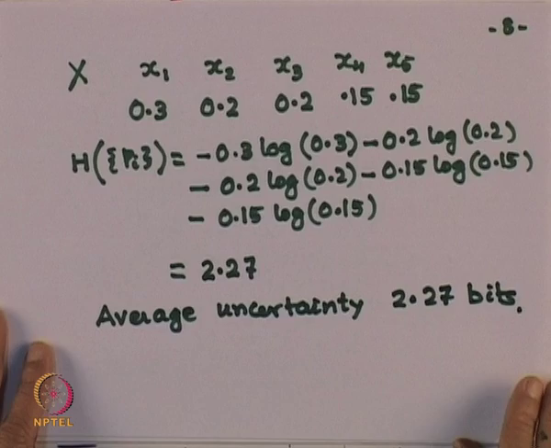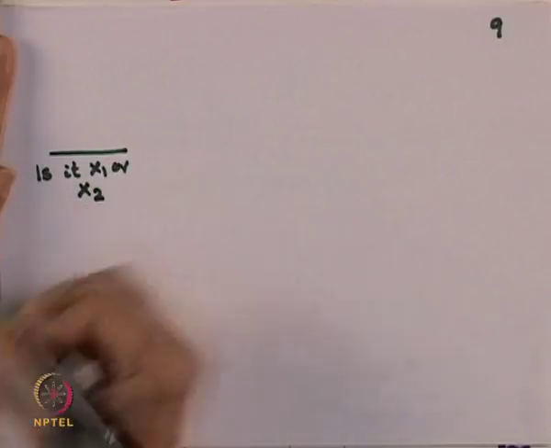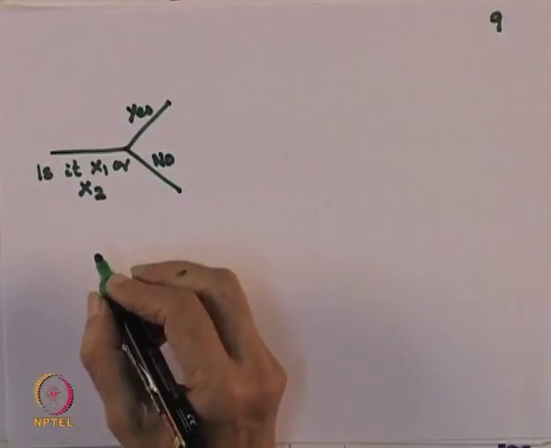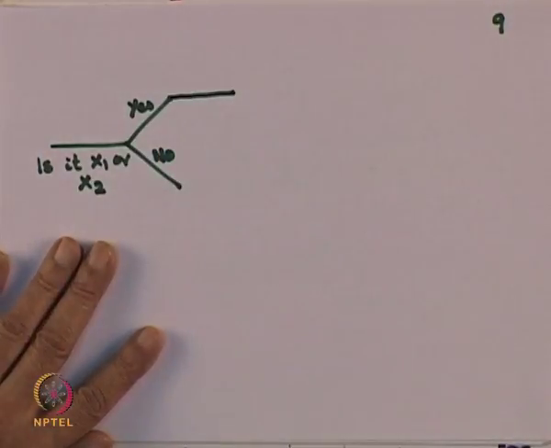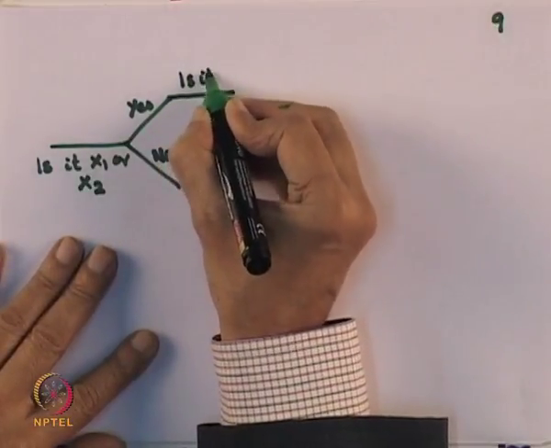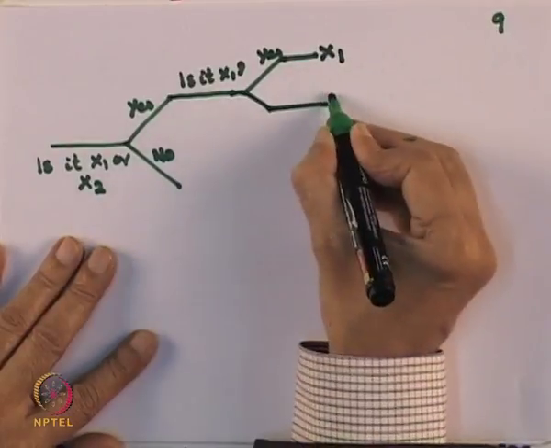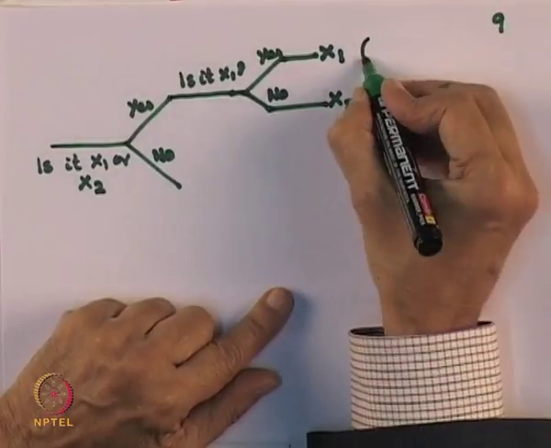Now, let us examine the same thing in our question answer way. That is, now I have various events which have been listed here, x1, x2, x3, x4, x5, and I have given their probability. So, let us try to do a decision tree. The first question I ask is, is it x1 or x2? I can have an answer yes, I can have an answer no. If the answer is no, it simply means the group belongs to x3, x4, x5. If the answer is yes, then it means the answer is either x1 or x2. So, again I ask a question, is it x1? Now, if the answer is yes, I say the result is x1. If the answer is no, I say the result is x2. Now, look at this. I have had two questions to get at either x1 or x2. So, let me write two questions.